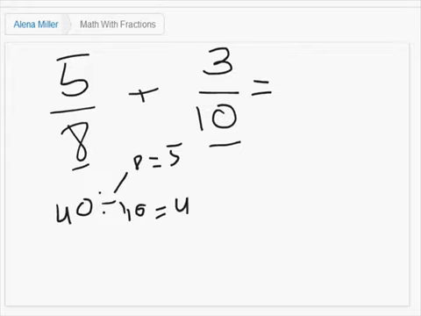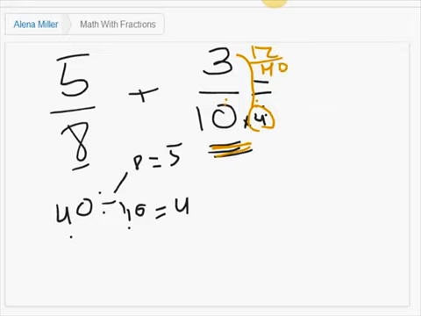Now comes another tricky part, depending on how well you handle fractions. 10 goes into 40 4 times. So you have to times it by 4. But then, you always times the top too. If you times 10 by 4, you have to times 3 by 4, which equals 12 tenths. No, 12 40ths, sorry.